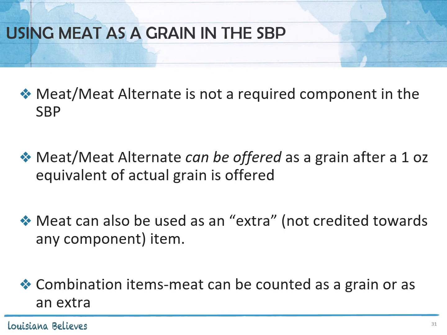Second, offering a serving of meat alternate as an extra food that does not count towards the weekly grain requirements. Meat alternates offered as extras do not count as a food item for offer versus serve. For both options, meat alternates must count towards the weekly dietary specifications.